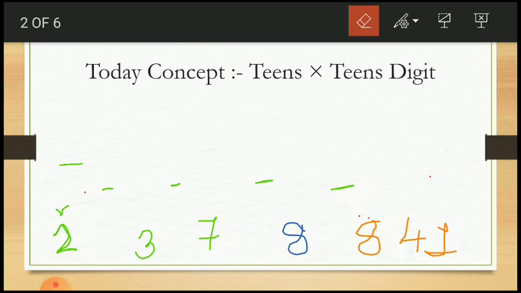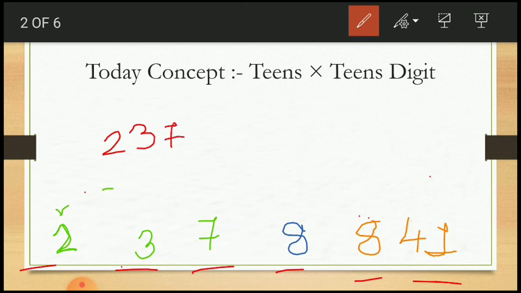Now we receive here some digits, like 2 3 7 8 8 4 1. So here we write all the digits as they are: 2 3 7 8 8 4 and 1.